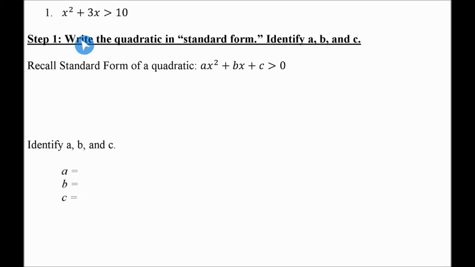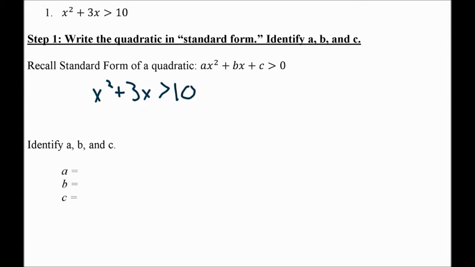So let's go through this step-by-step process. What I recommend is, right before I get to a step, pause the video and see if you can do the step on your own first and then check your answer. That's the best way to learn this. So let's see. Step 1 says write the quadratic in standard form and identify a, b, and c. So if I want to write this quadratic in standard form, I write x squared plus 3x greater than 10.